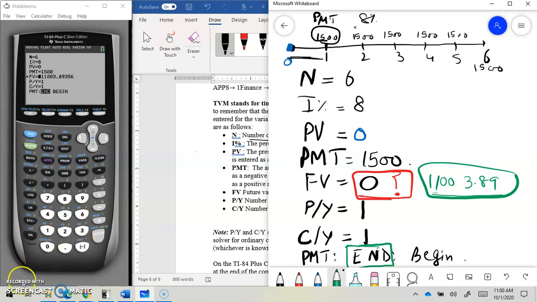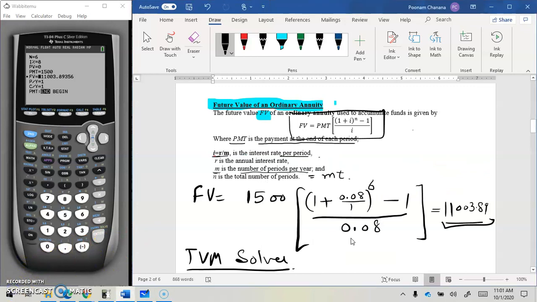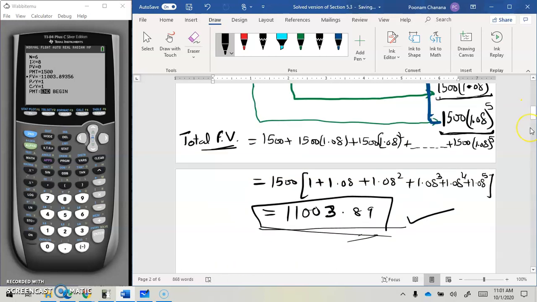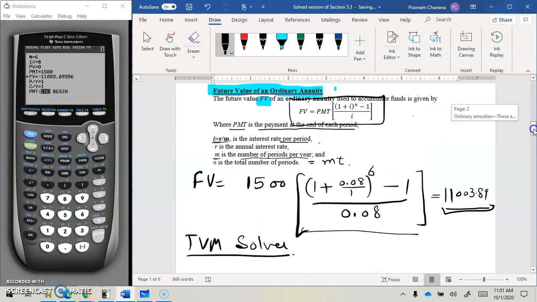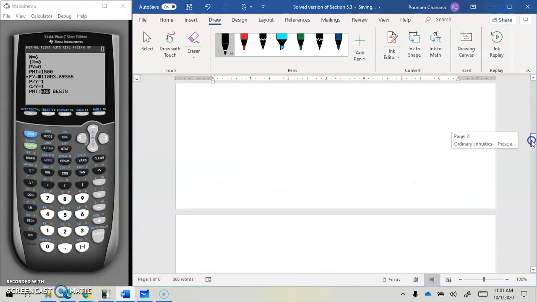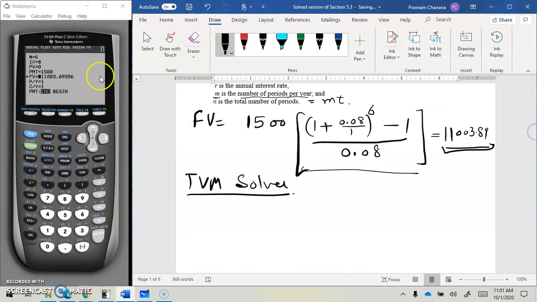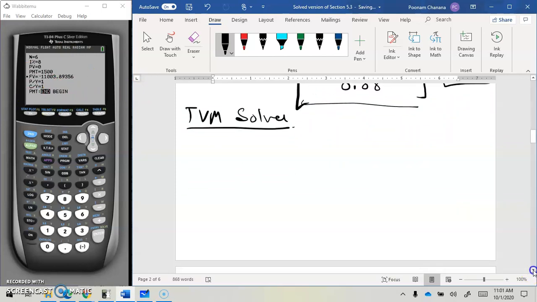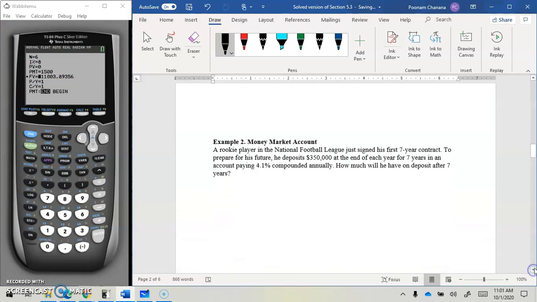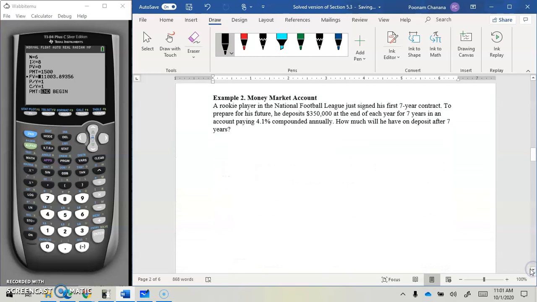Let's see that. So we just did that. You see, at that time also using the formula we got the same answer, and we did the analysis that also gave us the same answer. So these were the three different ways you can solve this kind of problem. But once you learn how to use the calculator TVM solver, it gets very easy. For that, you just need to practice and know what these terms are. Okay. So I'm going to show you one more example using the calculator.